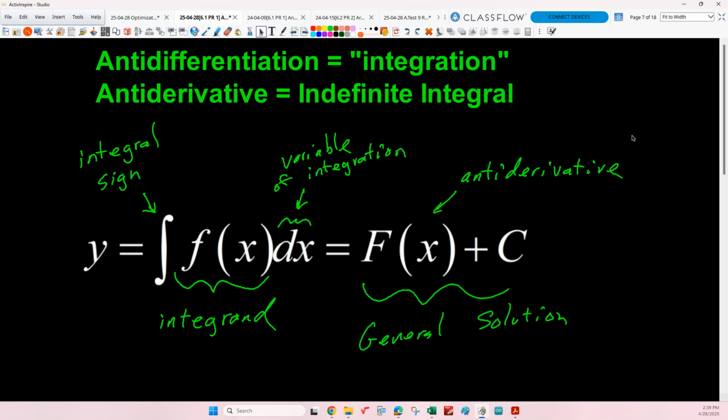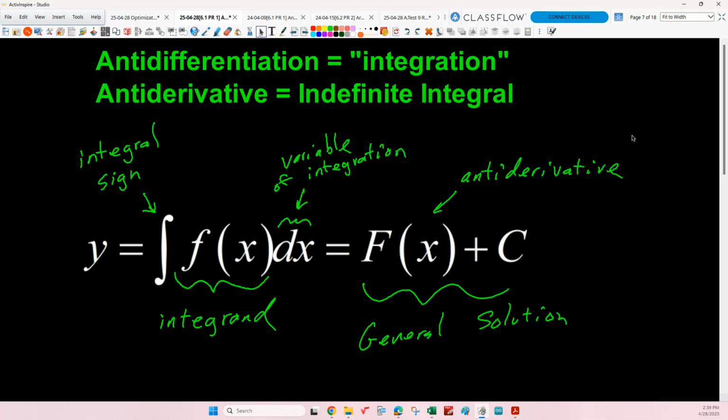So let's talk about the symbols that we're going to use for this then. These are a little bit different than what you've seen before. If I want to write down symbolically this process that we just talked about, we call it anti-differentiation, or more generally, we call it integration. It's for reasons that we'll talk about later. An antiderivative is what we call an indefinite integral.